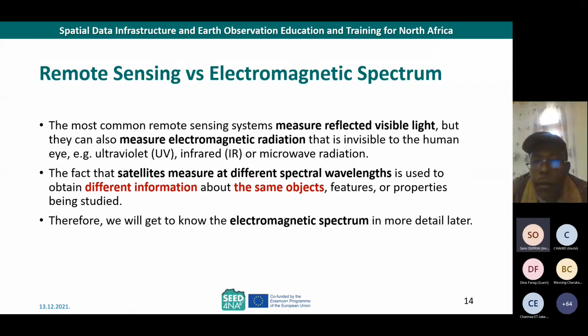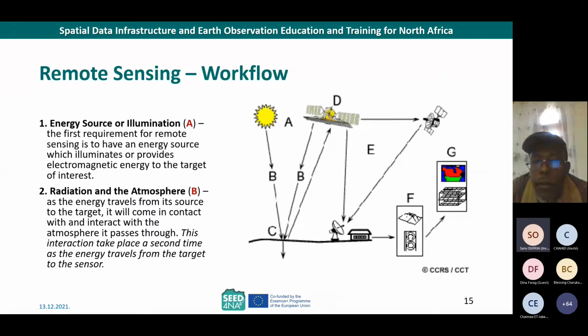But now you will see the workflow of remote sensing techniques and how someone reaches the information and results of the remote sensing methods. So the big picture shows its workflow.